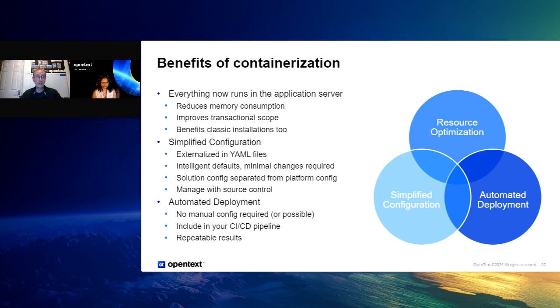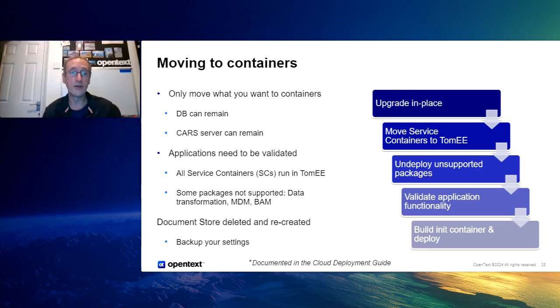Now, the next obvious question that we get asked is, how do we move then? If we've deployed or have a customer that is already running the software on-premise but wants to move to containers, how do we do that? So key here is that you don't have to move everything. So the database could remain. What we call our CARS server, our kind of configuration server, could remain on-premise, could move into a container as well, but you don't have to. And the steps we recommend are that you upgrade, first of all, your system in place to the newest version.